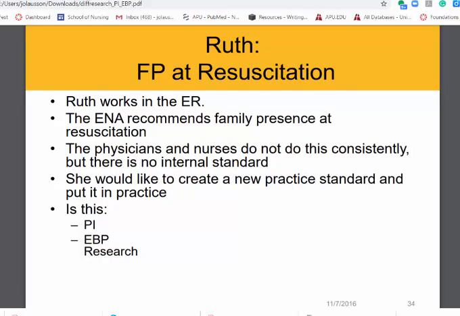Okay, this one. Ruth works in the ER. The Emergency Nursing Association recommends family presence at resuscitation. The physicians and nurses do not do this consistently, but there is no internal standard. She would like to create a new practice standard and put this in practice. So I'm going to have you guys reply to this in the comment box below and let me know what you think this is. Is it EBP or research?